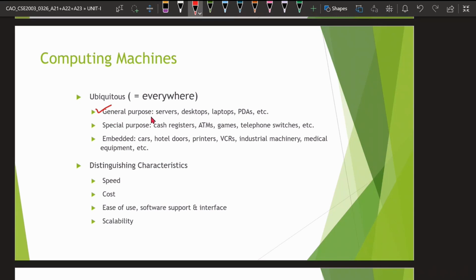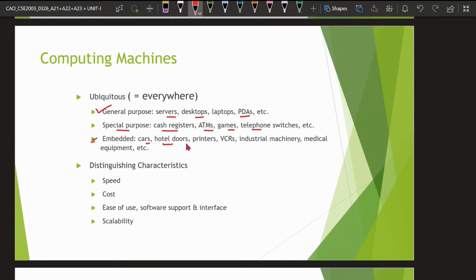So suppose general purpose machines are there. These general purpose machines can be servers, desktops, laptops, PDAs, etc. And special purpose machines, like cash registers, ATMs, games. So these are all the machines, or in terms of computer machines basically. With the help of some computing device, it is going to give a particular output or perform some particular operations. Okay, so some embedded devices or embedded machines are there, like embedded into the car. Okay, so embedded chips are there, like controllers or even processors are used.